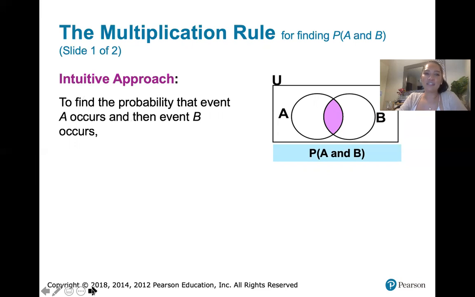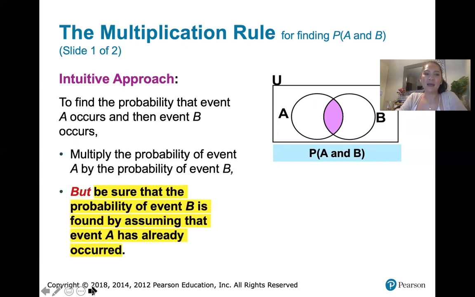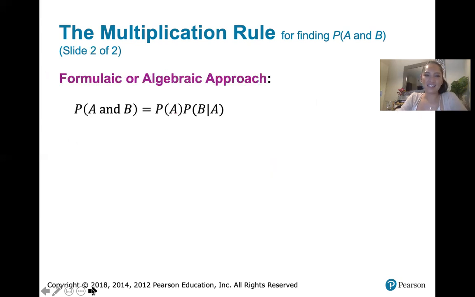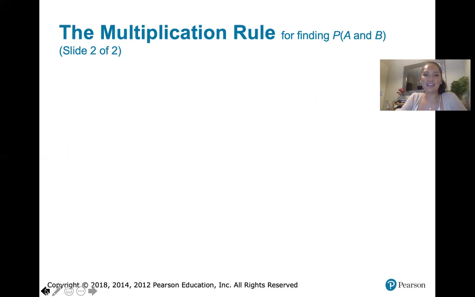To find the probability that A occurs, and then after that, the event B occurs, we're going to multiply the probability of event A by the probability of event B. But we're going to modify that probability of event B, ensuring that we have assumed that A has already occurred. Now, again, that's exactly the same thing as taking the probability of A and multiplying by the probability that B occurs given that A has occurred. So this is a symbolic way to say exactly what we just said in that intuitive approach.